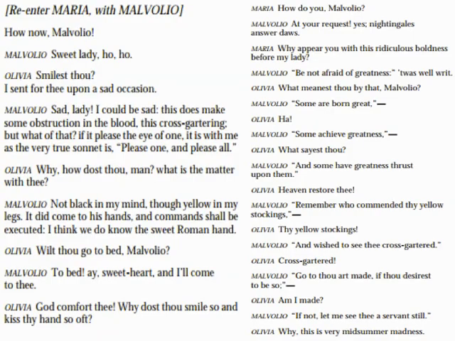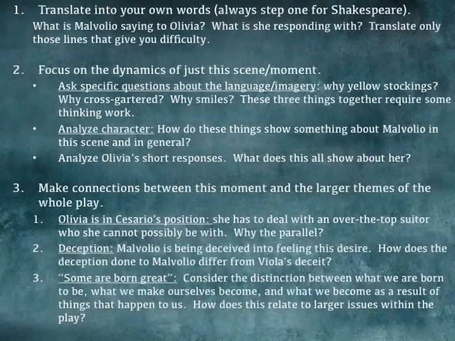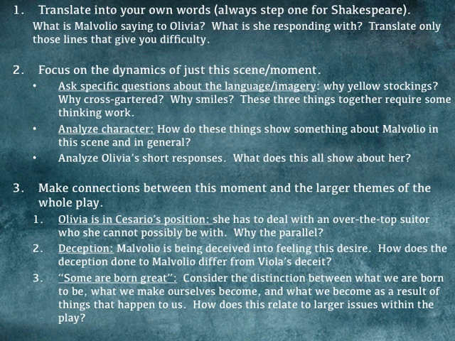And then notice these quotes, which are repeated multiple times in the play. "Some are born great, some achieve greatness, some have greatness thrust upon them." Those stand out so much. They're so quotable. They're clearly important, and they're clearly bigger than just this scene. So consider those quotes. What's the difference between what you're born to be, what you make yourself to be, and what you become as a result of something that happens to you that's not under your control? Think about those three things. How does this relate to larger issues within the play? So when you look at that, this is just one scene. That's a lot that we can think about.